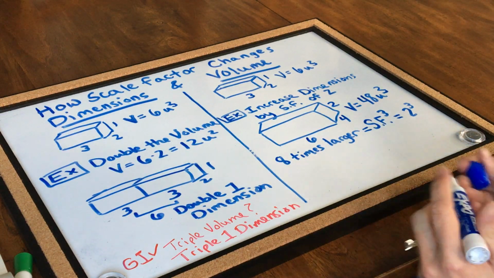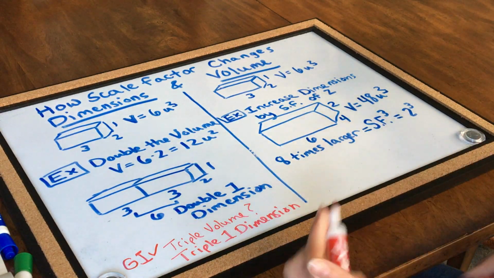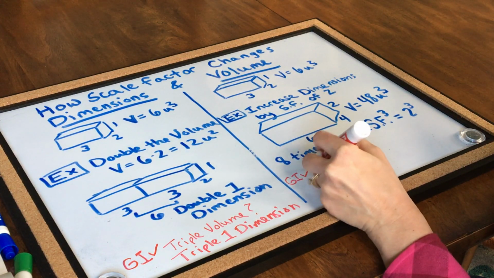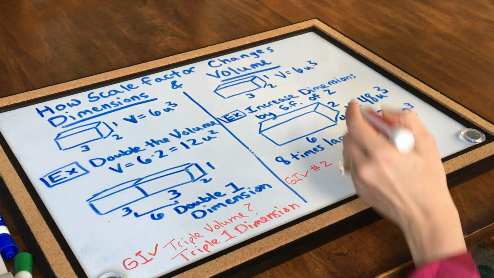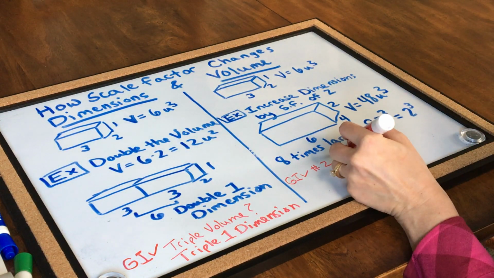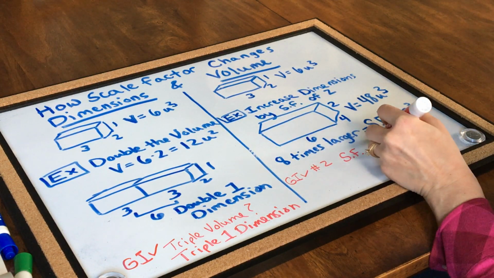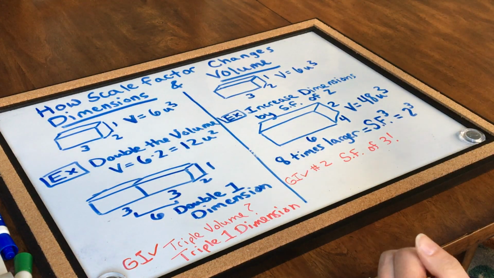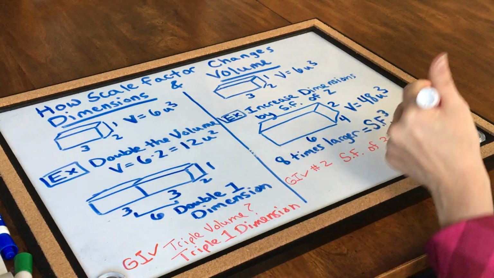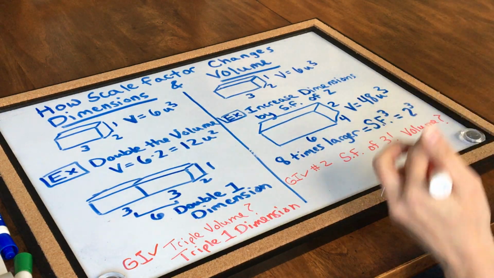All right, so it's time for your Mrs. Pileggi Gotta Check number 2. So your Gotta Check number 2 is going to be, what if instead of increasing the dimensions by a scale factor of 2, I increase the dimensions by a scale factor of 3? So that means I'm going to triple the dimensions. What would my new volume be now? So if I increase by a scale factor of 3, what would my new volume be?